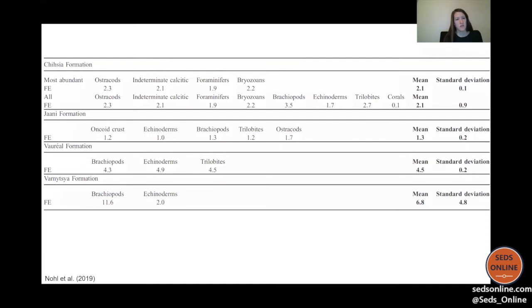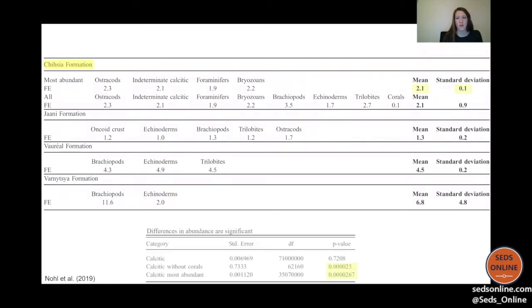And if we look at the Chesia formation, we see all fossil groups are enriched by the same factor. That means we have 2.1 more fossils in the marl than in the limestone. And this is true for the ostracodes, for the foraminifera, and for the bryozoan. And these differences in abundance are significant.